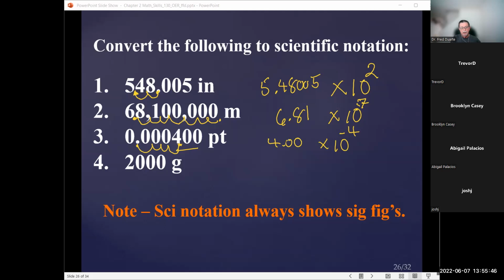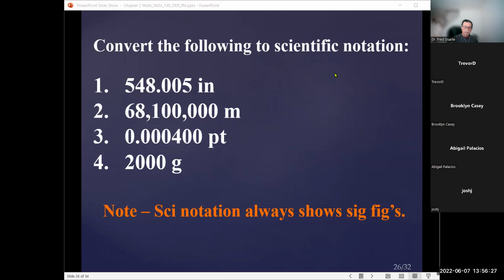And then finally the last one, obviously it's a number greater than 1, it's 2000, so I'm going to have a positive exponent. So I go 1, 2, and 3. So 3, and it's simply a 2. Remember, my final answer only has one sig fig. 2000 only has one sig fig. So when I convert that to scientific notation, it is 2 times 10 to the 3rd. Now let me clear this up and I'll bring in the better handwriting.